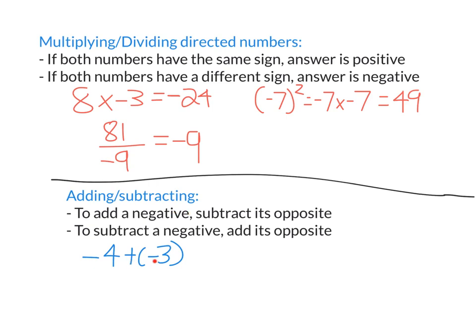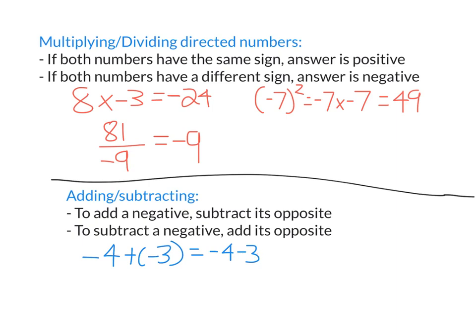So here I'm adding a negative. So to add a negative, I subtract its opposite. So to add negative 3, that's the same as subtracting 3. The opposite of negative 3 is positive 3. So it's minus 4 subtract positive 3.